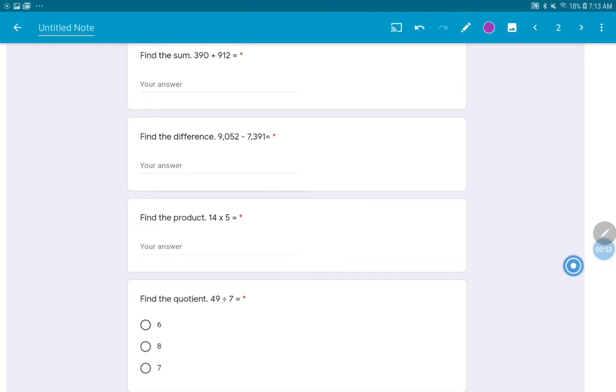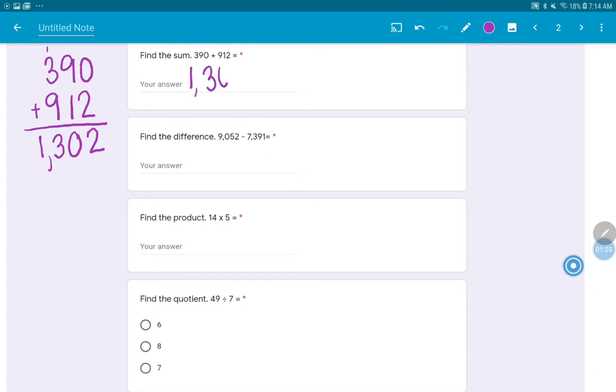Next, we need to find the sum of 390 plus 912. So I'm going to line my place values up. 390 plus 912. I'm going to add my ones together first. 0 plus 2 is 2. 9 plus 1 is 10. I'm going to write down my 0. Regroup the 1. 1 plus 3 makes 4. And 4 plus 9 is 13. The answer is 1,302.